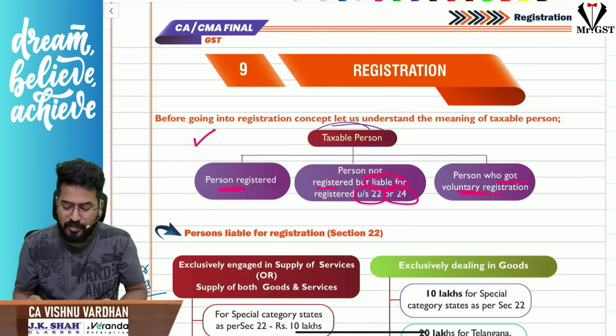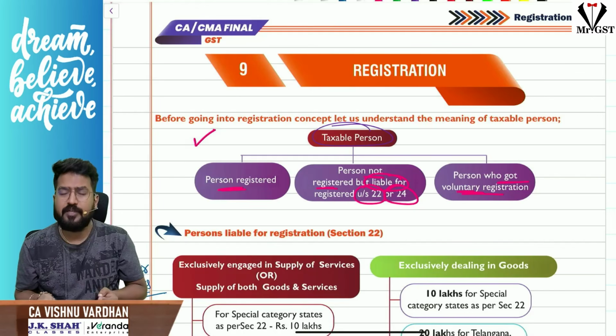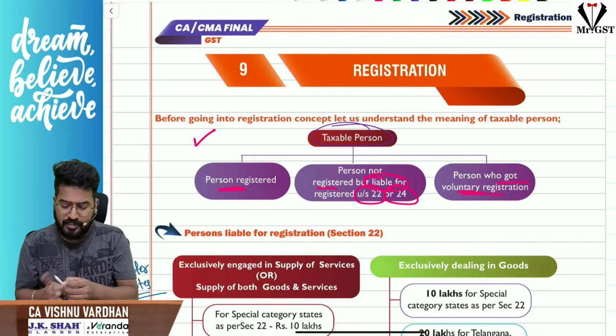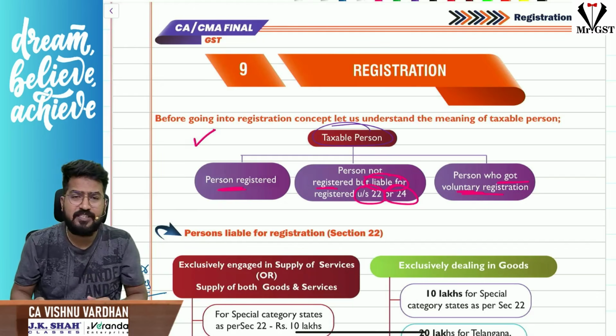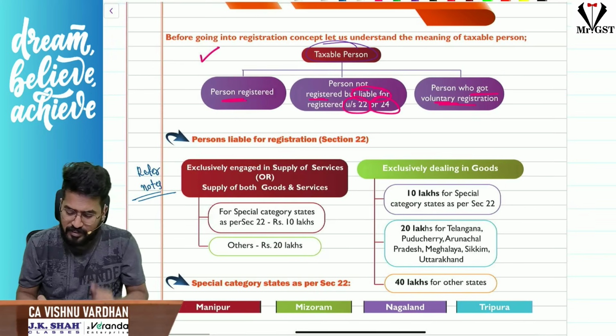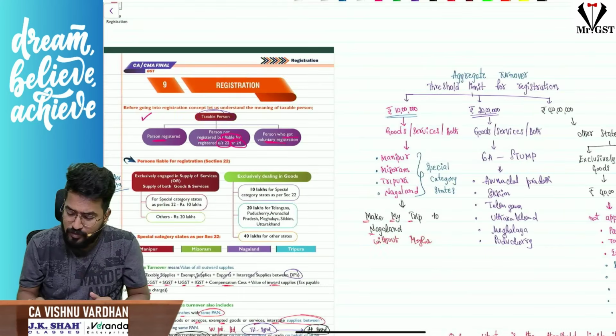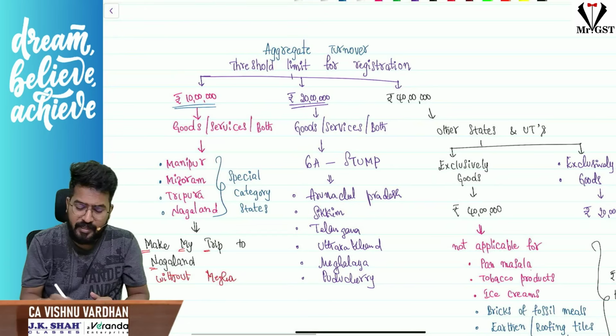Now coming to the point, sir, the registration chapter. Section 22 to section 30 we are going to see here. First of all, section 22, who is liable for registration? Persons who are liable for registration. We have seen the 10, 20, 40 lakh threshold limits and all. For that purpose, we will divide the entire India into three parts.